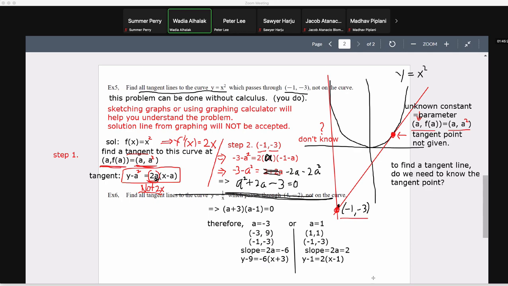Just a question: y minus a squared, I mean a to the power of 2. Is that always going to be the equation, or is it only because f of x equals x to the power of 2? Yeah, this y minus a squared is equal to 2a times (x minus a). The tangent line is basically the tangent line to this curve at that point, at (a, a squared).